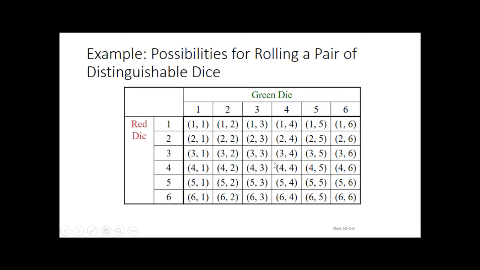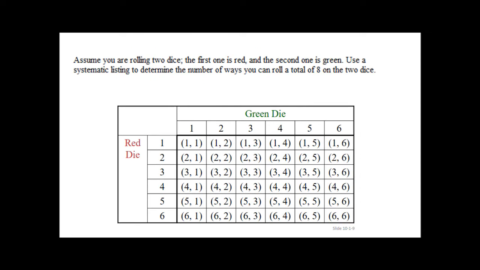So for example here, let me see if I can highlight that. Hold on. I'm not seeing my tools. Okay, so here would be the case where we got a 2 and a 6. A 2 on the red die and a 6 on the green die.